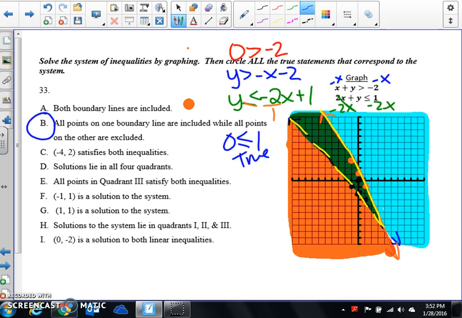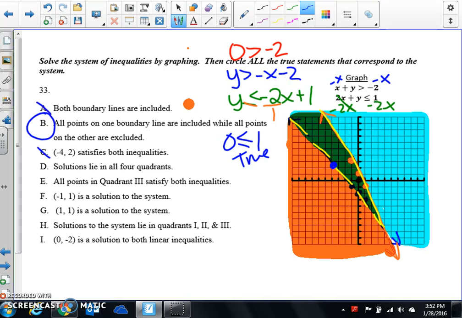C: (-4, 2) satisfies both inequalities. So let me go and see. -4, then 1, 2, 3, so -4, 2. That lies on the dashed line, which means it is not included. So that is not true.